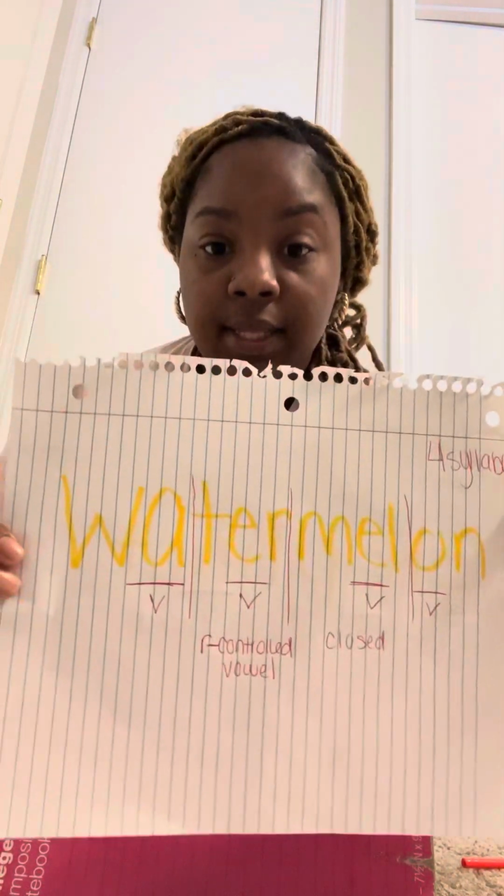Next, I will move along to me decoding multisyllabic words. I'm going to place the phone right here so you all can see. The first word that I have is the word watermelon. So to decode multisyllabic words, we must first identify the syllables. So in the word watermelon, there are 4 syllables, and I'm going to show you how I know there are 4 syllables. So we're going to clap out the syllables.